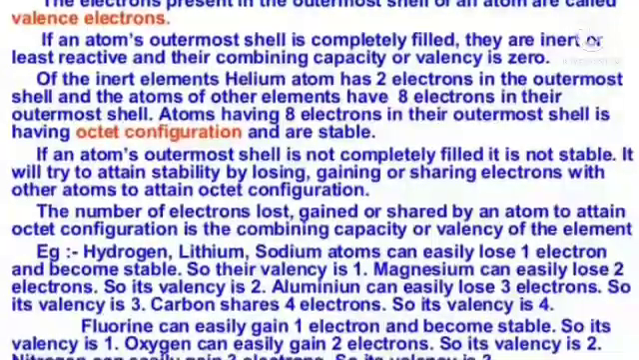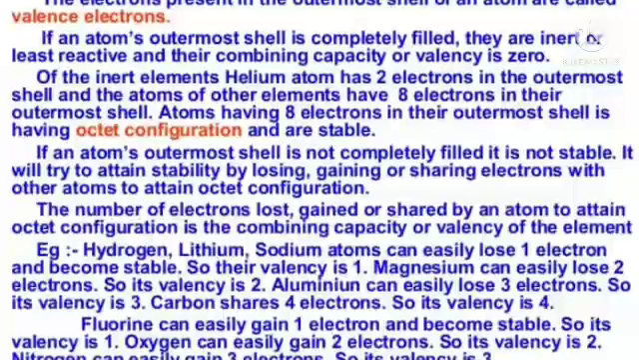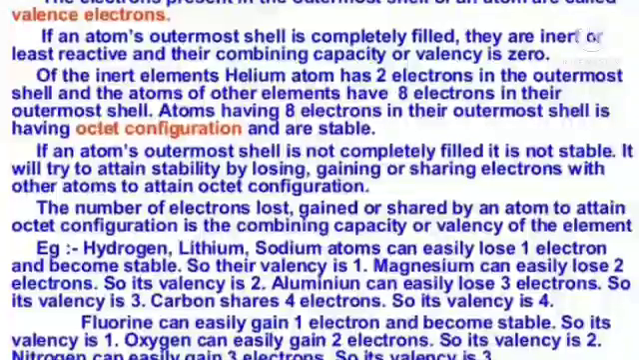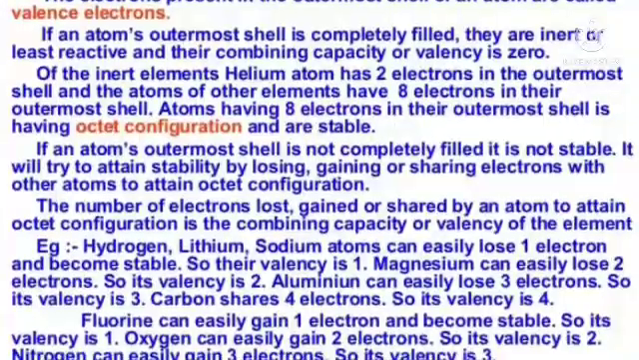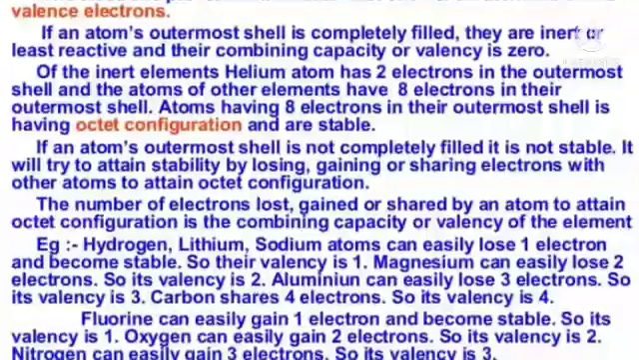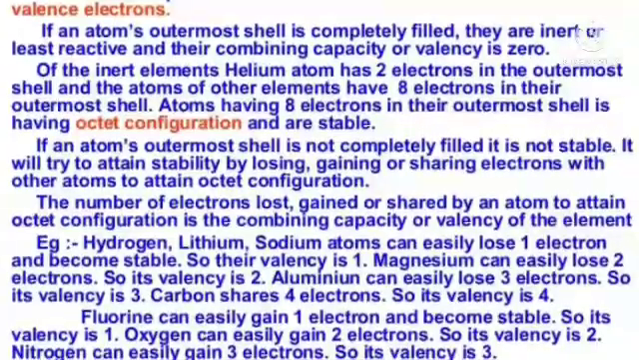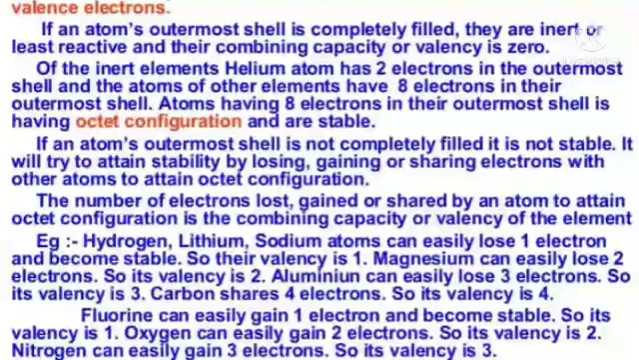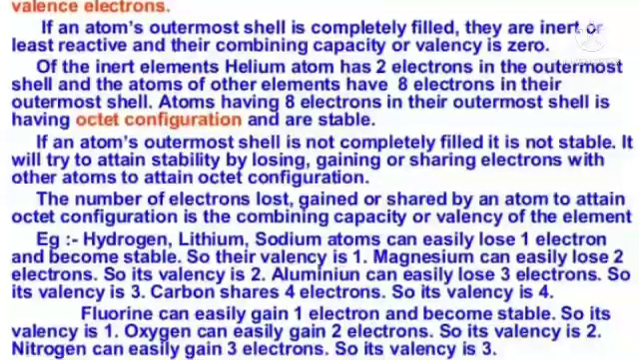Fluorine can easily gain 1 electron and become stable, so its valency is 1. Oxygen can easily gain 2 electrons, so its valency is 2. Nitrogen can easily gain 3 electrons, so its valency is 3.